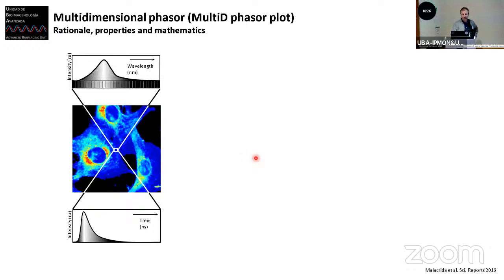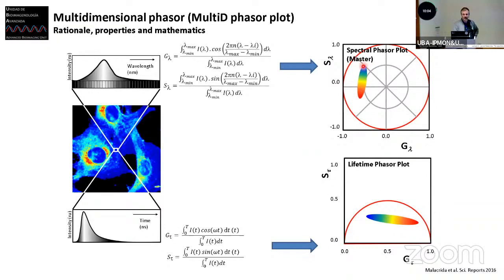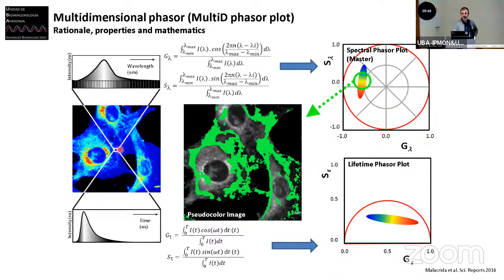And the logic is the following. If you have a microscope that can do spectra and lifetime at the same time, or sequentially but very quickly, in a pixel you will have information from a spectrum and a decay from the lifetime. If you do the transformation, you will obtain a spectral phasor and then a lifetime phasor. But these two phasors are connected through this pixel, because the information came from the same pixel. So I can use the reciprocity principle of the phasors to select a region of interest in my phasor and show where those pixels are in my image. And then I can select those pixels in my image and say where they are in the second phasor.